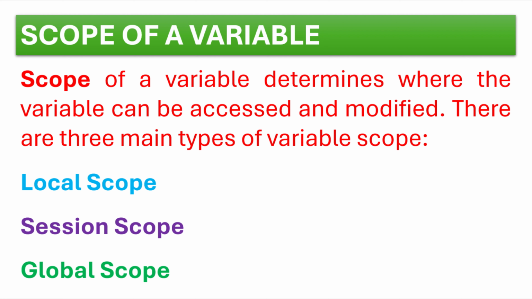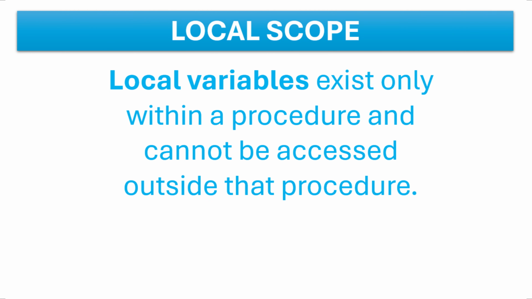Scope of a variable determines where the variable can be accessed and modified. There are 3 main types of variable scope: local scope, session scope, global scope. Let's have a look at each of the scope types. First of all, local scope.